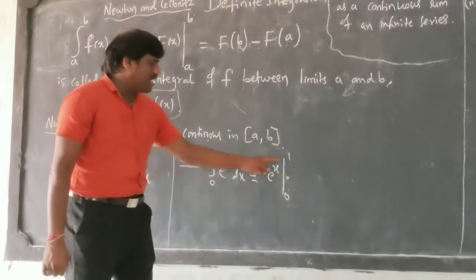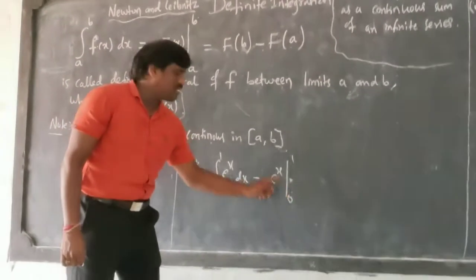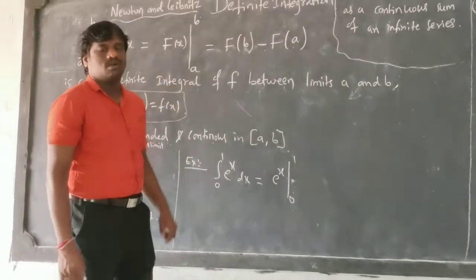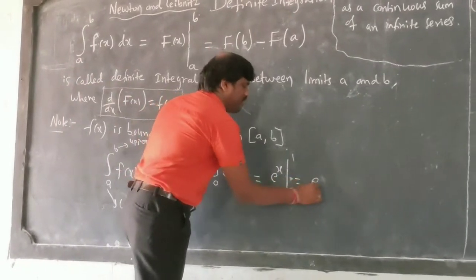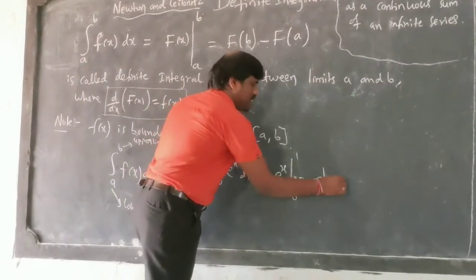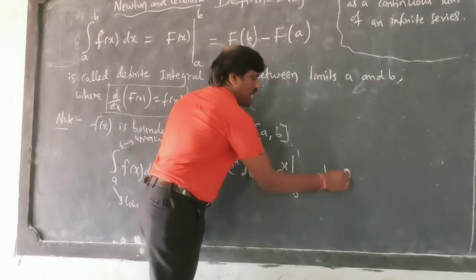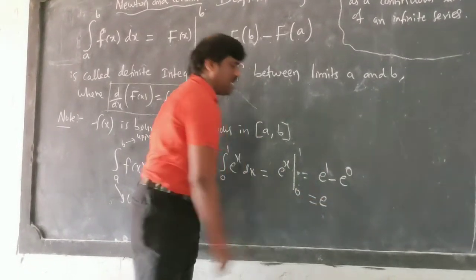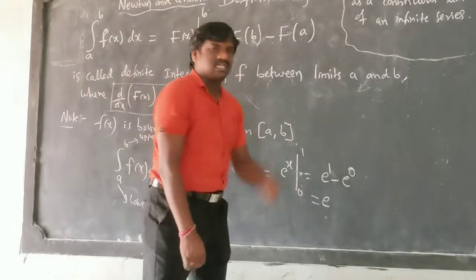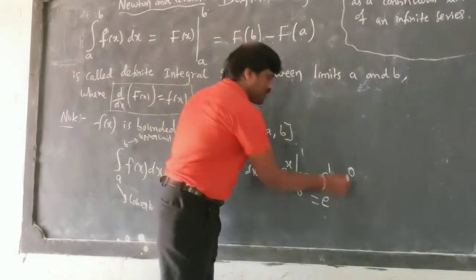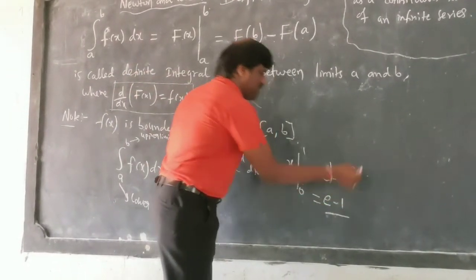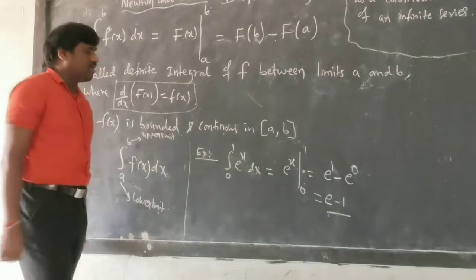Now you substitute 1 first, next you substitute 0 according to this rule. So what I get here is e power 1 minus e power 0. So the answer is what? E power 1 is e, and e power 0, anything power 0 is 1. So e power 0 is 1. So the final answer is e minus 1.